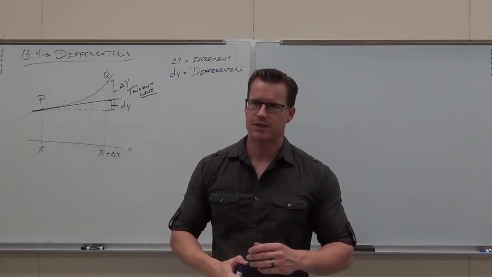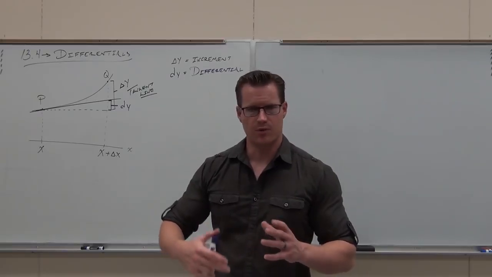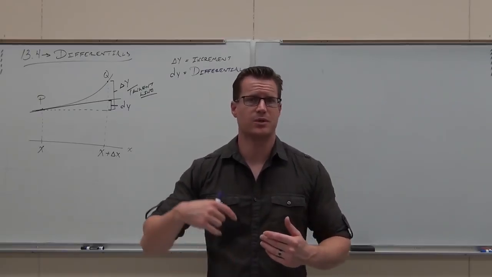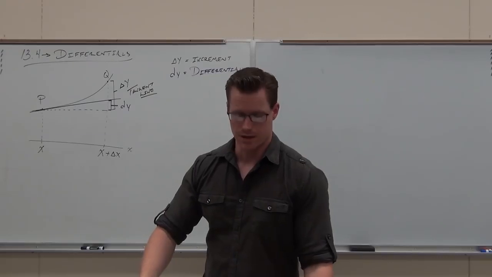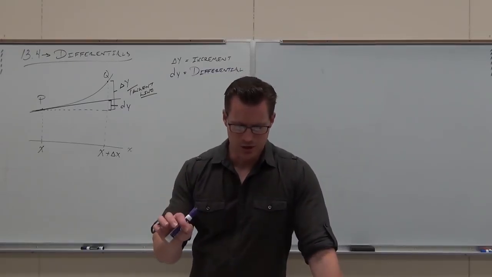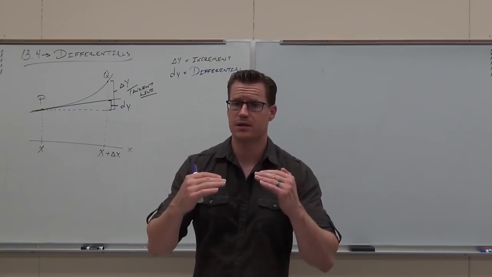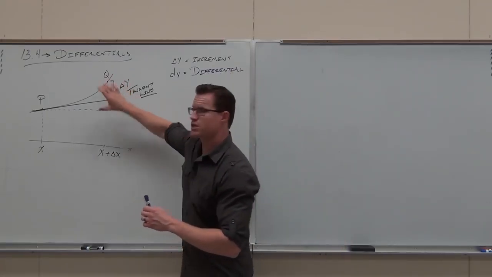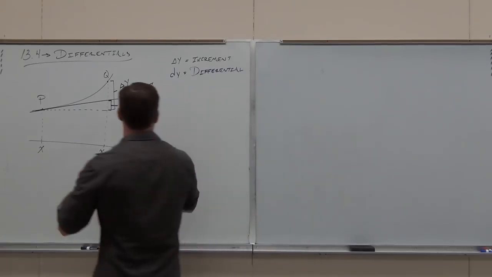I'm going to write a couple things out just so we have this in words. It's probably going to make a little more sense, and then I'll explain it like a 20-second recap, and we'll go from there. So here's what I'd like you to write. Delta y gives the change in height from the point P to the point Q. This total change in height, that's what delta y is.